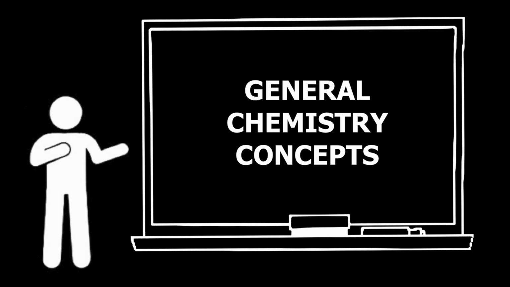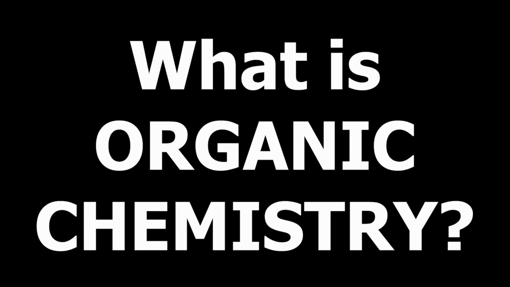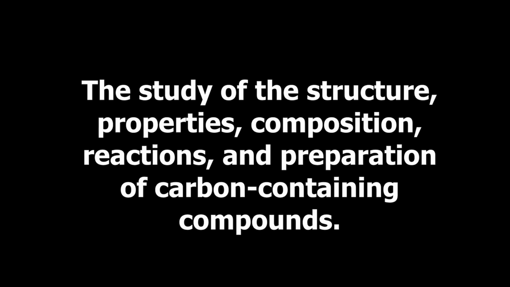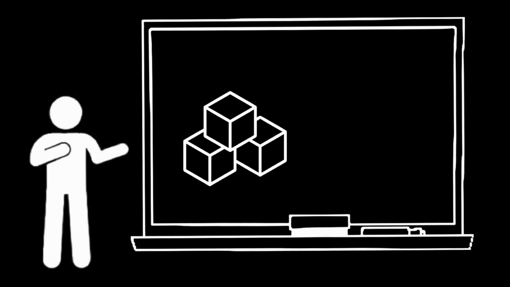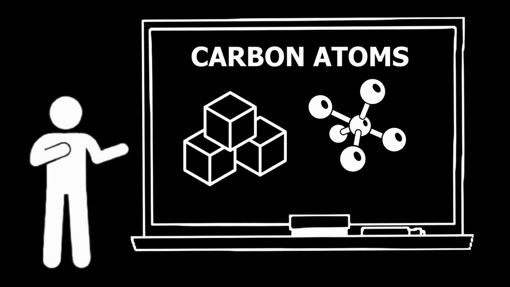Alright, first of all, what is organic chemistry? According to the American Chemical Society, organic chemistry is the study of the structure, properties, composition, reactions, and preparation of carbon-containing compounds. All life is based on building blocks and molecules that have carbon atoms, and interactions between those atoms and other atoms.